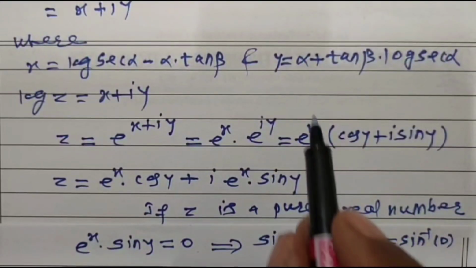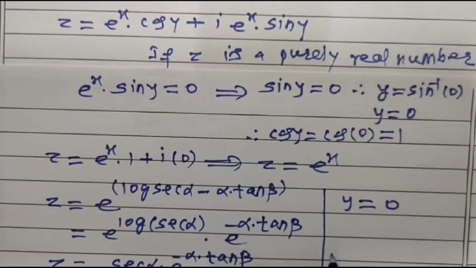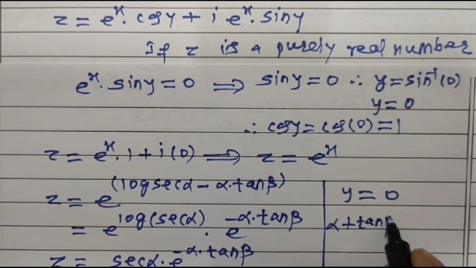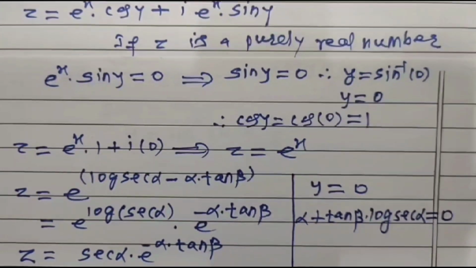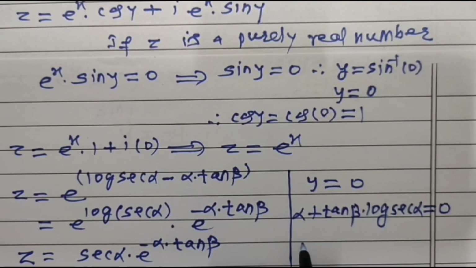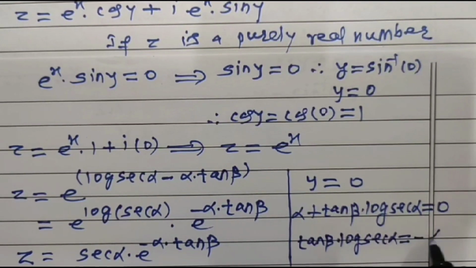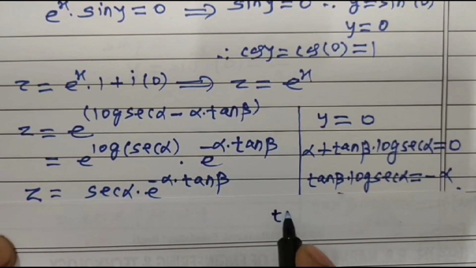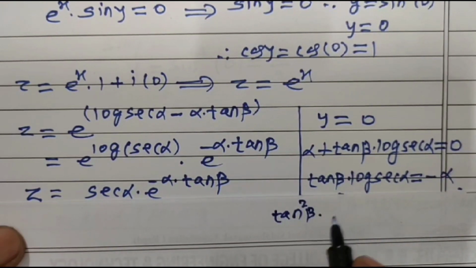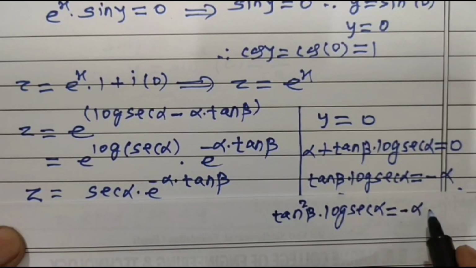But from y is equal to alpha plus tan beta into log of sec alpha, we can write alpha plus tan beta into log of sec alpha. This is equal to 0. Now tan beta into log of sec alpha is equal to minus alpha. Multiplying both sides by tan beta, this can be written as tan square beta into log of sec alpha is equal to minus alpha into tan beta.